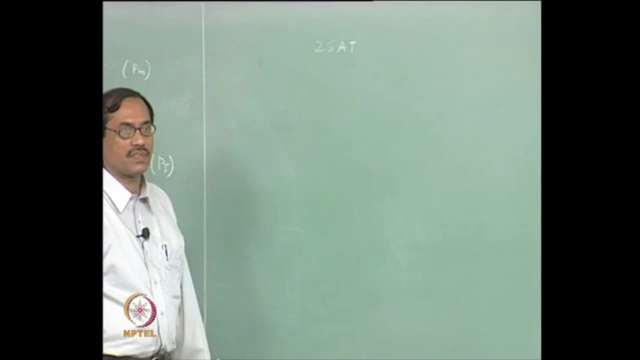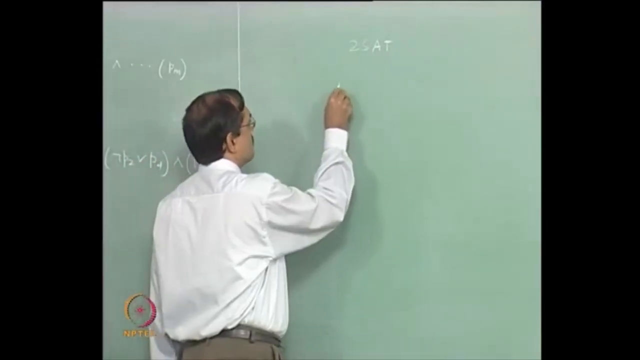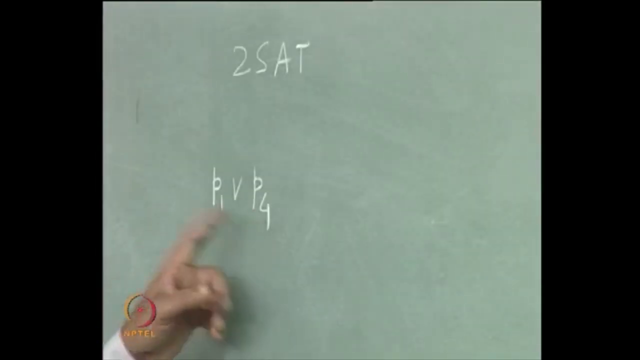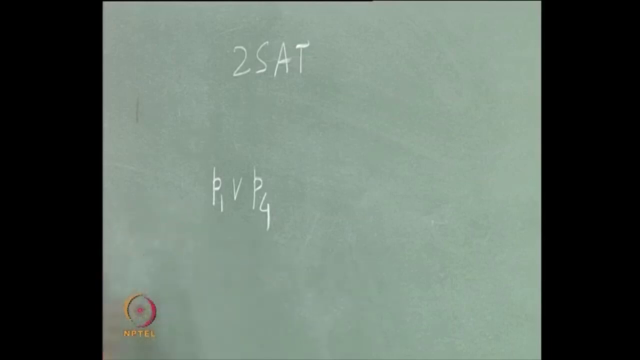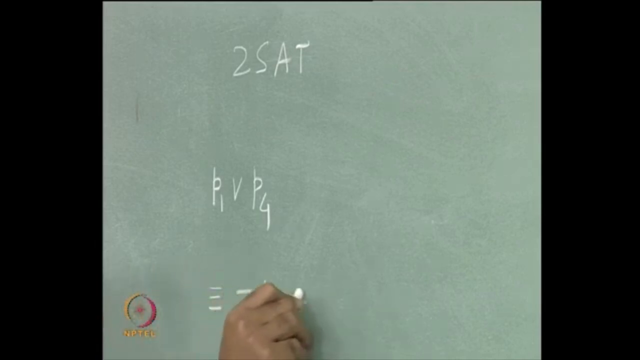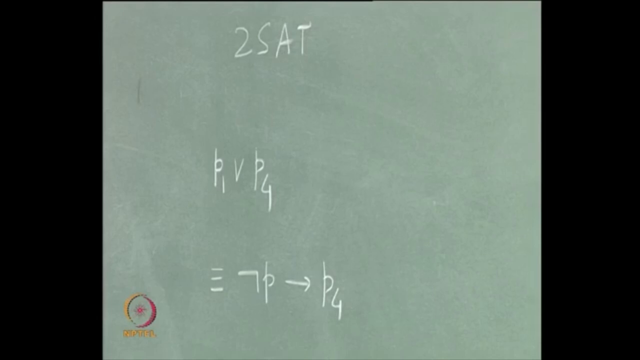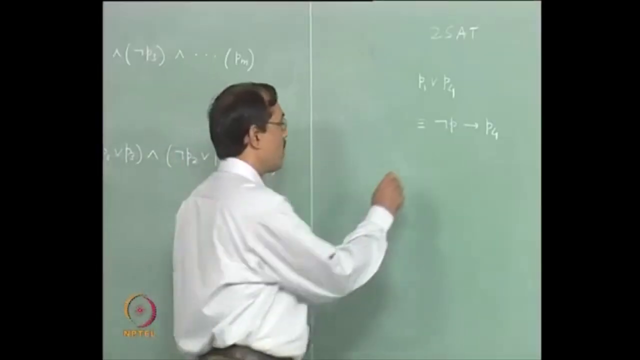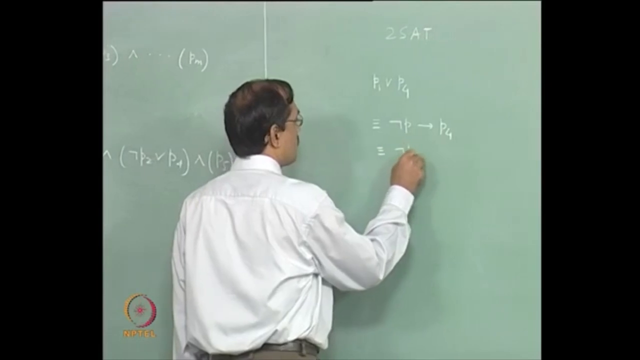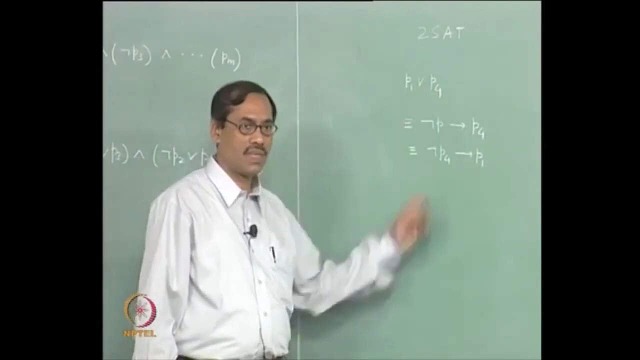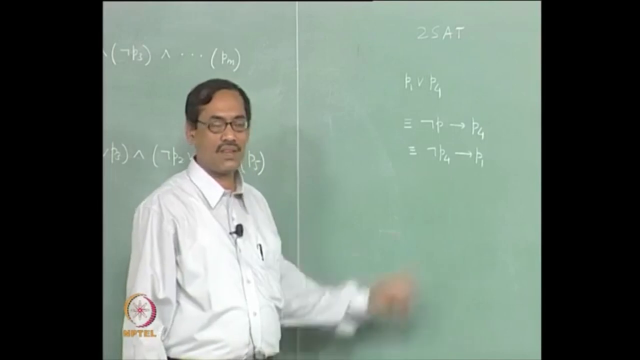it is based on a simple observation. In a 2 SAT, a clause will look something like this, P 1 or P 4, where P 1, P 4 are literals, not necessarily propositional variables. There can be negation symbols. So, this you can write equivalently as not P 1 implies P 4, because of double negation and the implication rule. Is it clear? P implies Q is not P or Q. Or you could have also written it as not P 4 implies P 1. This is commutative, but implies is not. So, we need both of them. You can write this way or you can write this way.